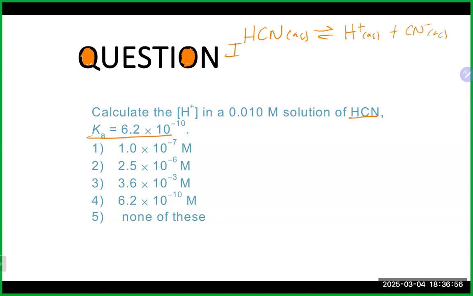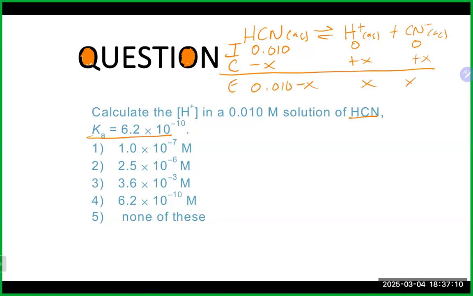Initially here, we were given the concentration as 0.01. We'll have 0, 0, change of minus x, plus x, plus x, and at equilibrium 0.01 minus x, x, and x. Like normal, just a regular equilibrium sort of deal.